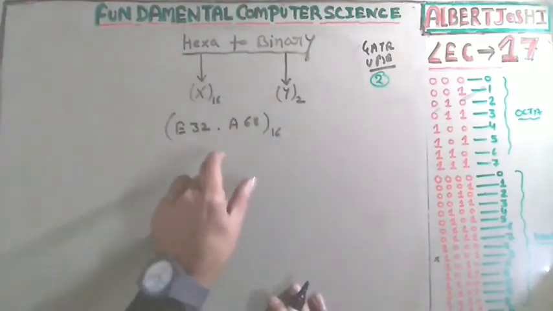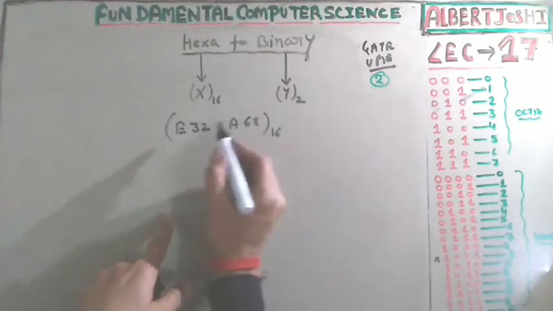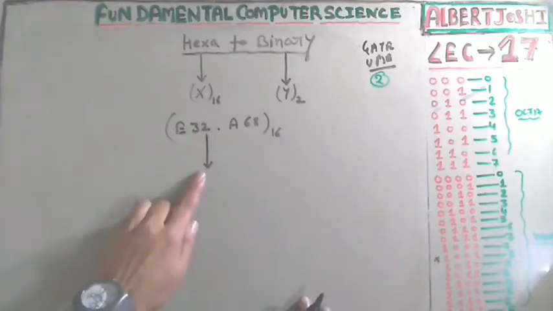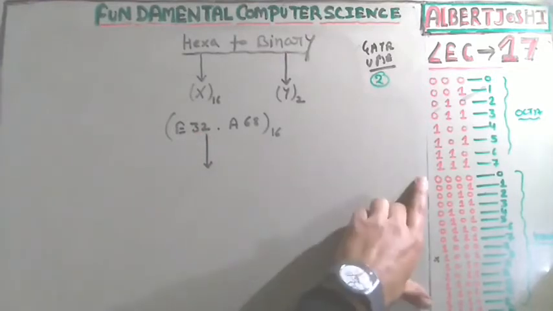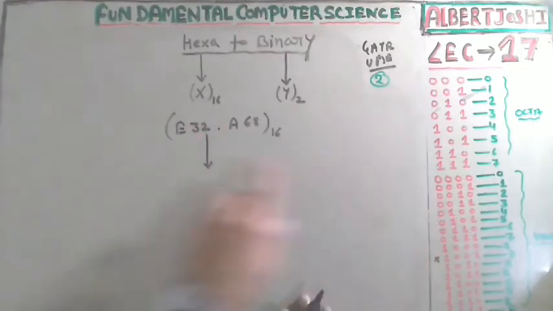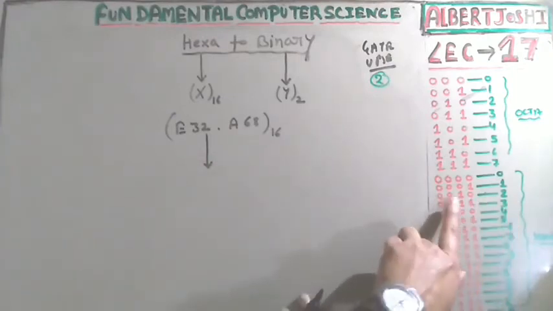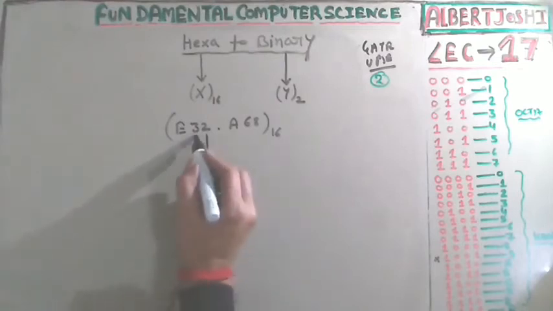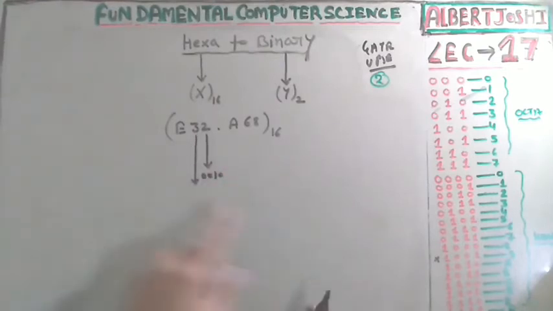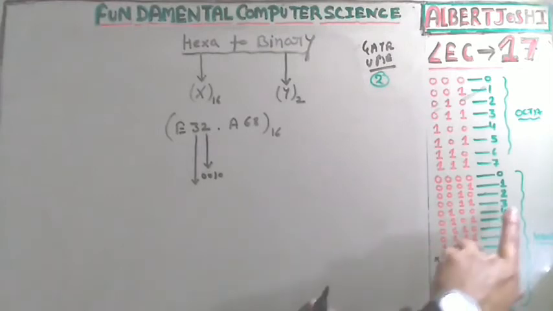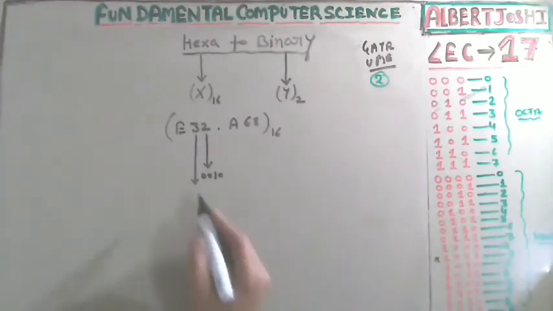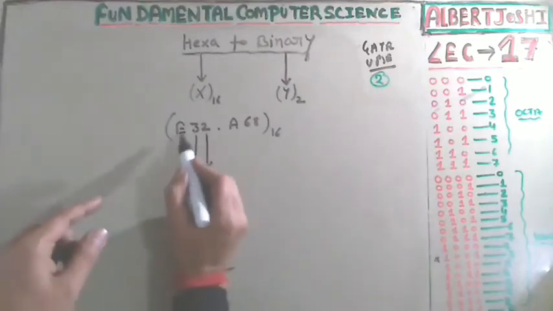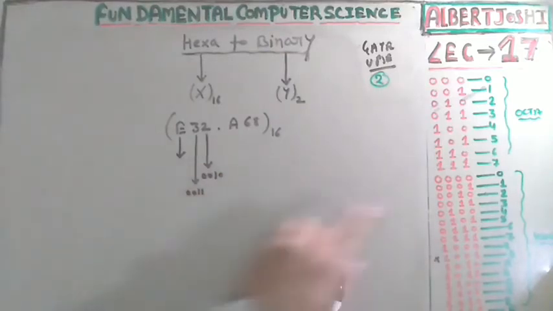This is very simple. First, what is the representation of 2 in hexa? That is in the table of hexa. 2 is 0010. What is the representation of 3 in our table? 3 is 0011. Now what is the representation of E in our table? This is the hexa table.